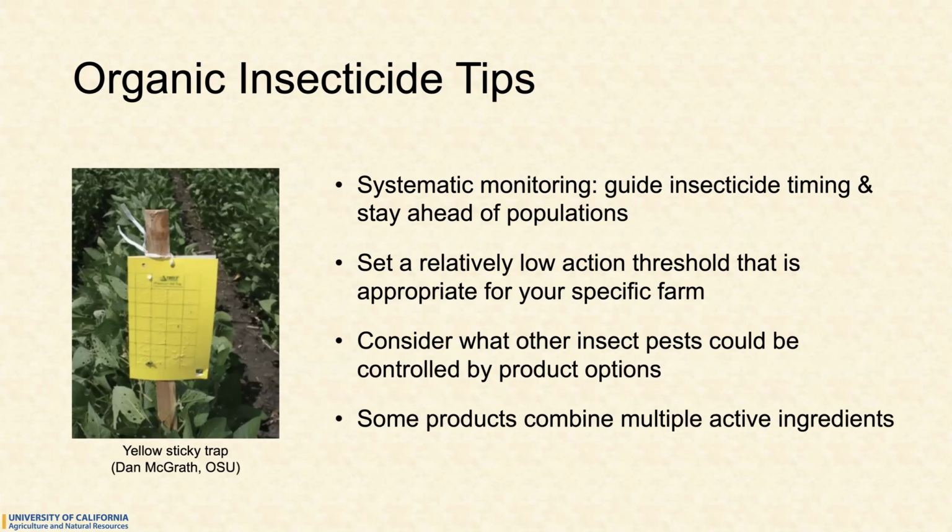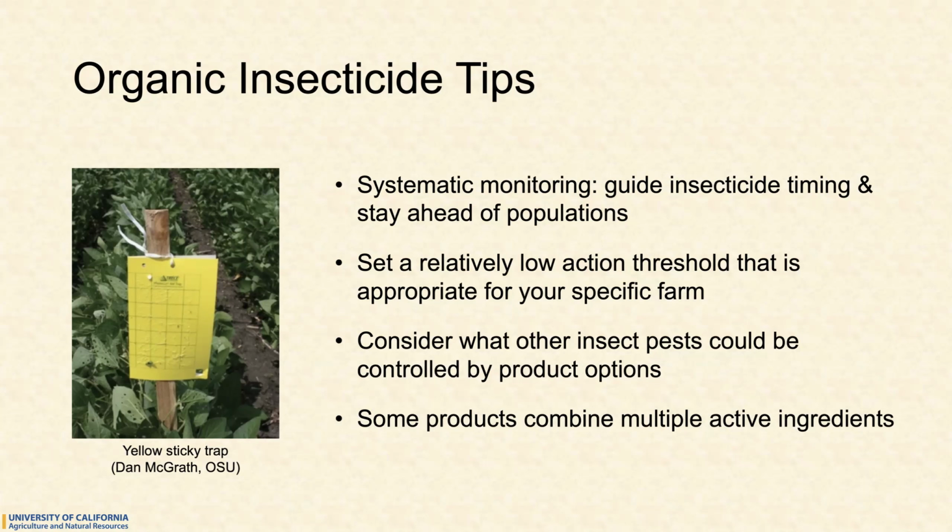And as I mentioned earlier, systematic monitoring is absolutely key. So this is going to guide insecticide timing, and it's going to help you stay ahead of populations. So if you wait until you see that explosion, like I mentioned, it's too late. So, you want to set a relatively low action threshold that's appropriate for your specific farm, and this can look a little different depending on your farm, your products, your end buyers, your consumers, that kind of thing.